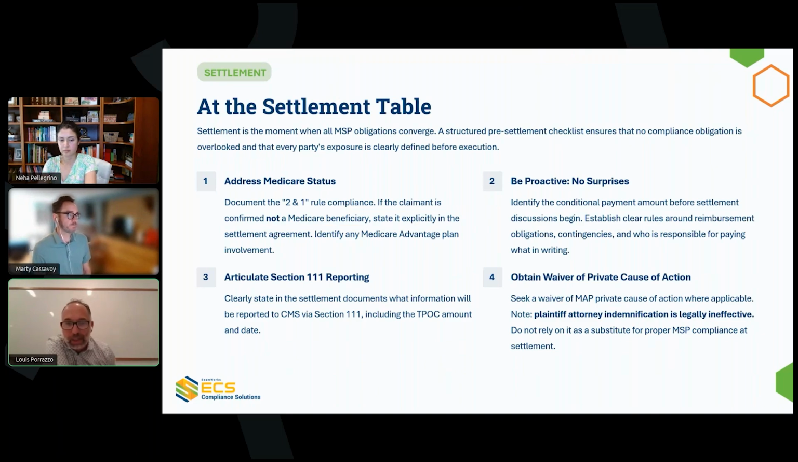private cause of action. Seek this, especially when a Medicare Advantage plan is involved. The plaintiff attorney indemnification is legally ineffective. Do not rely on that to substitute for proper MSP compliance at the time of settlement. So see if you can get that. If not, make sure that every party is doing everything that they should.